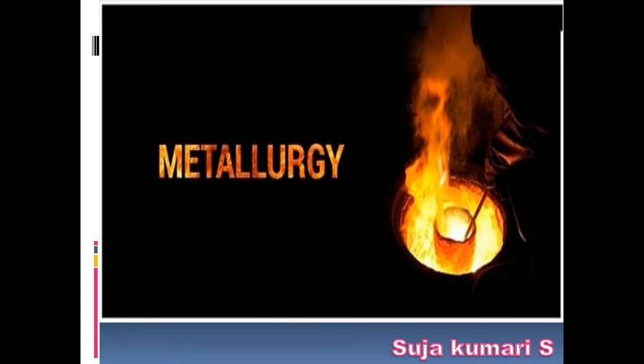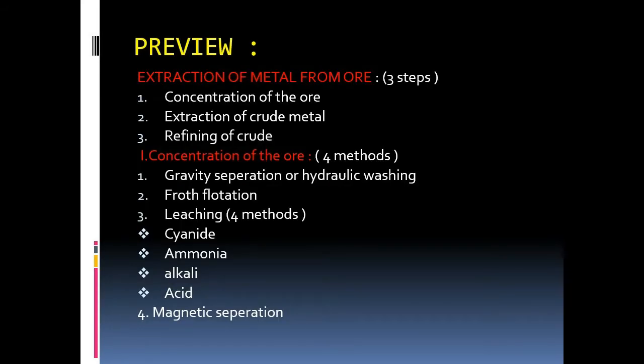Hello students, we have been seeing the chapter Metallurgy. Let's revise what we have studied in the previous class. We started with the extraction of metal from ore. It includes 3 steps: concentration of ore, extraction of crude metal and refining of crude metal.